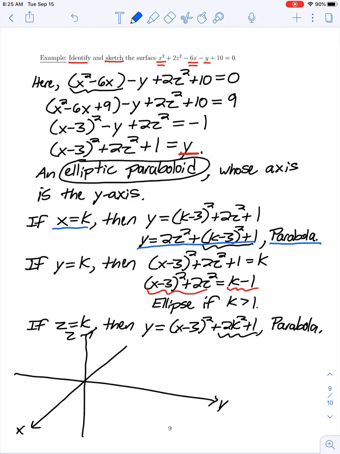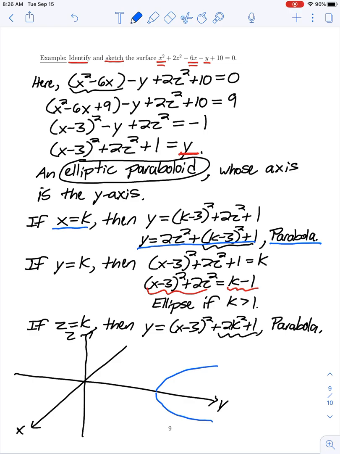So if we look at specifically the YZ plane, that is if k is 0, we would have the equation y equals 2z squared plus 10. So that would be a parabola whose vertex would be at 10 and would be opening along this y-axis.